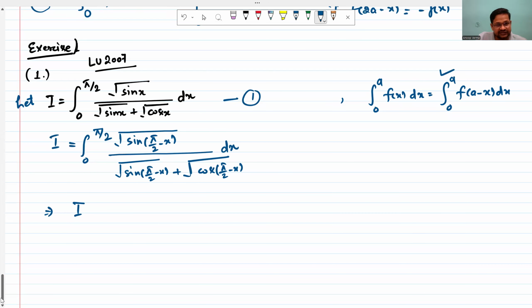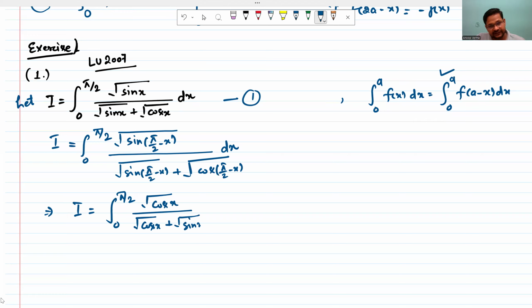So from here this implies I is equal to the integration from 0 to pi by 2 of sine of 90 minus theta gives cos theta. This becomes simply cos x, divided by, sine converts into cos, so this is cos x, and this cos will be sin x, dx. This is equation number 2. You can see the different expressions in 1 and 2, but they have the same values.